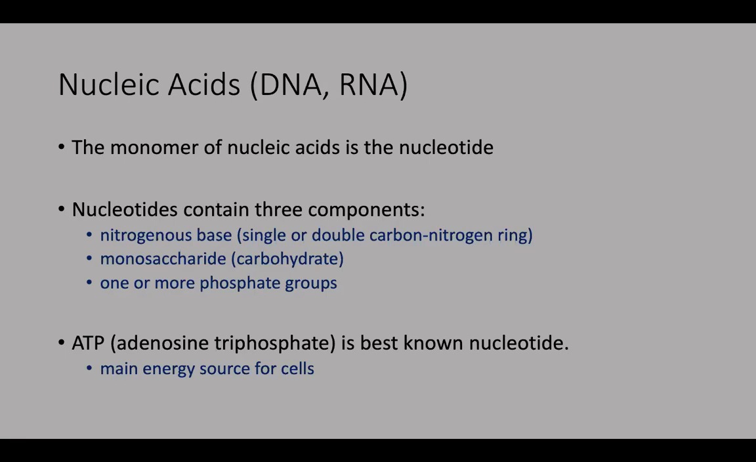There's always a monosaccharide, which is a carbohydrate. You know that monosaccharides are the monomers of carbohydrates. So you have a nitrogenous base, a monosaccharide, and then at least 1 phosphate group. And I'll show you what this looks like on the next slide.